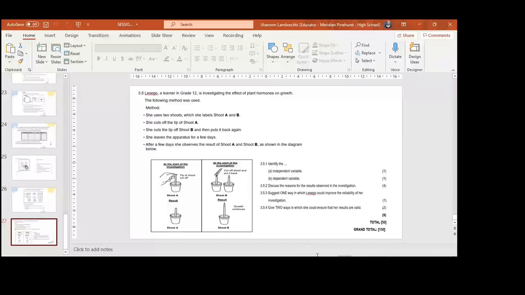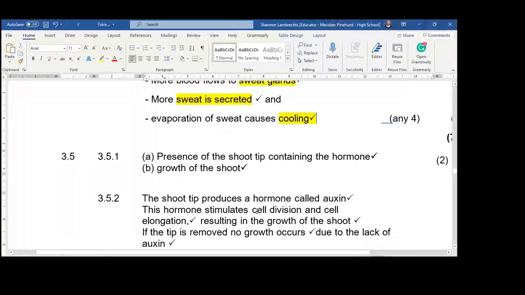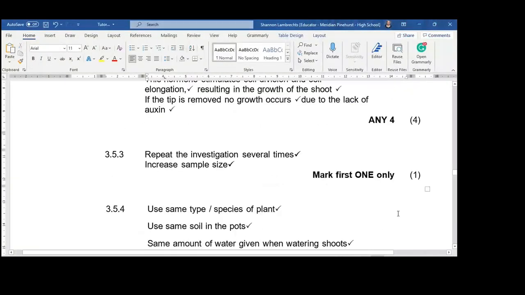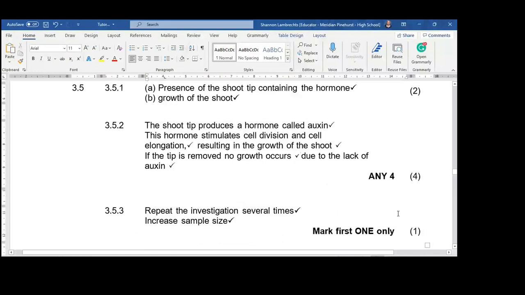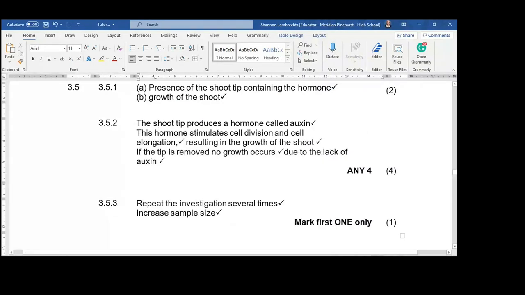If there's no questions, I will move on to session two. So this was just 3.5.1. Any questions from anyone with regards to 3.5 or the experiment or the variables or the validity and the reliability? If not, we are hitting session two. Okay, there's no questions. Right. I'm going to move on to session two.